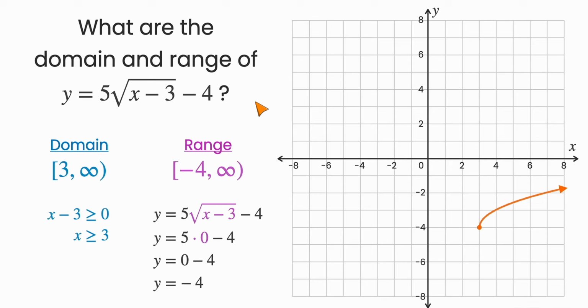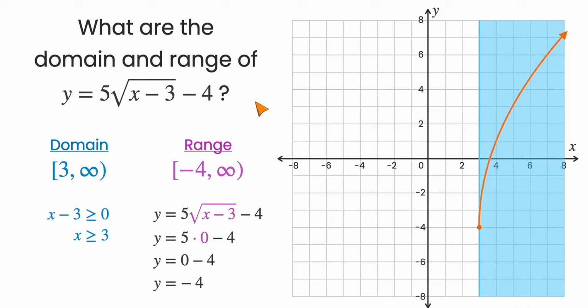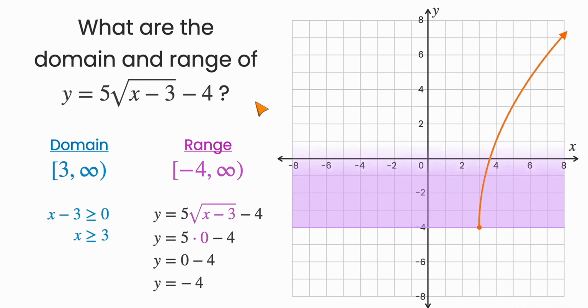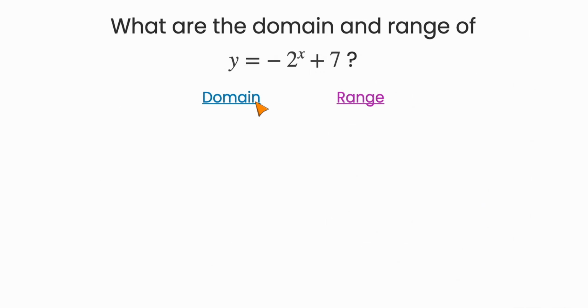The coefficient of 5 has vertically stretched the graph, but this actually doesn't have an impact on the domain or range. In the graph, we can see that the function starts at an x value of 3 and extends infinitely rightwards, and starts at a y value of negative 4 and extends infinitely upwards. Great job. Let's keep practicing.